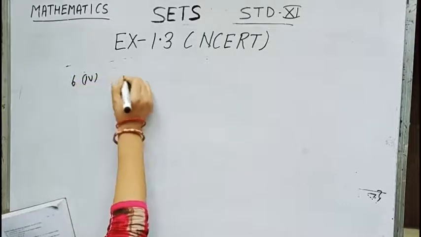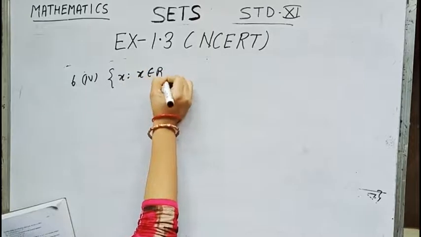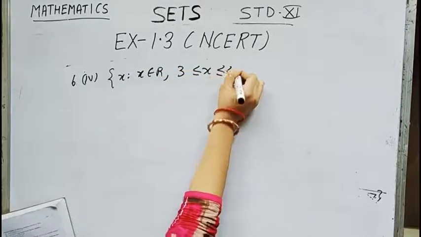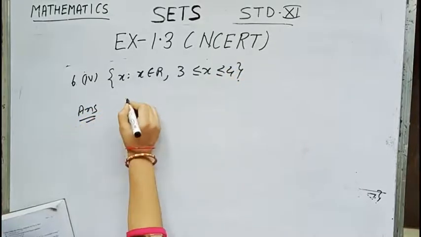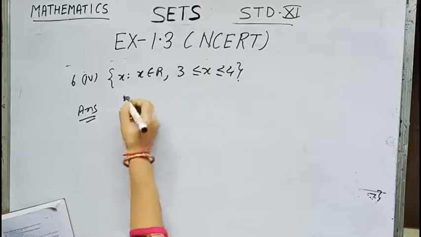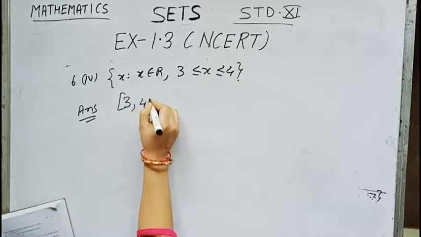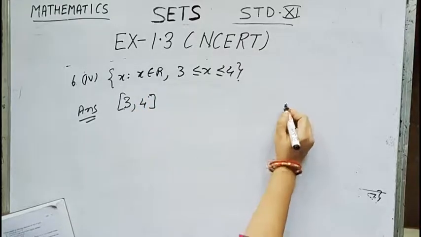Number 4 is x such that x belongs to capital R and 3 is less than or equal to x, which is less than or equal to 4. Obviously the answer you can write immediately as strictly less than, slack inequality, and over here 4 also slack inequality, so both are closed.